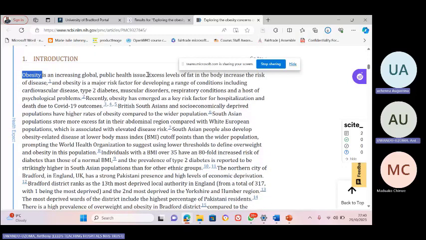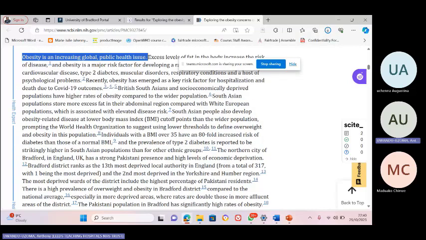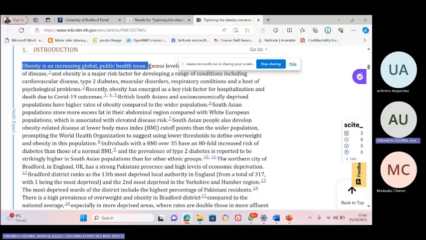Do you see? This is what I mean by topic sentence. The first sentence in a paragraph just looks like the title, but you put it in a sentence. So, obesity is an increasing global public health problem. That's the first sentence, and what it means is that the paragraph is demonstrating how obesity is a big problem.